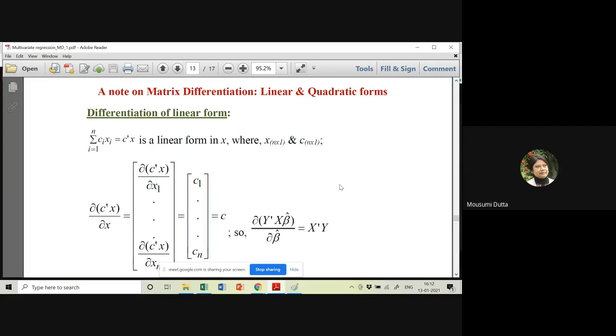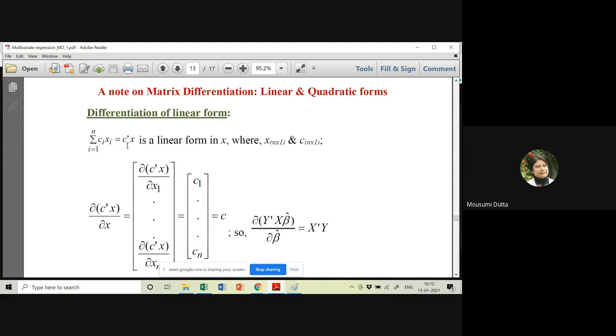In terms of matrix algebra, we can present c1 x1 plus c2 x2 plus cn xn in terms of C transpose X, where X is of order n by 1 and C is of order n by 1. Both C and X are of order n by 1, that is, n rows and one column. So it's a column vector like this, C1, C2 to Cn. This is a column vector.